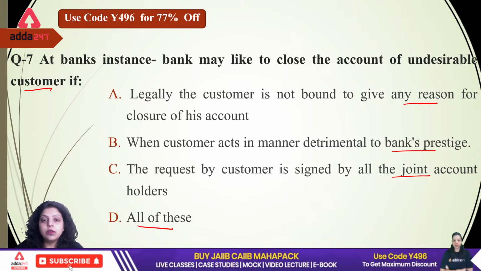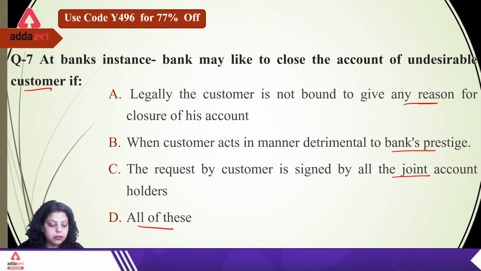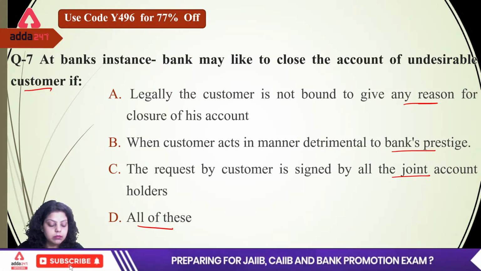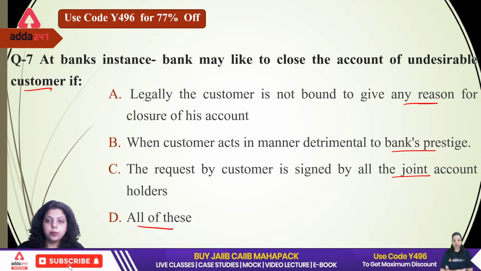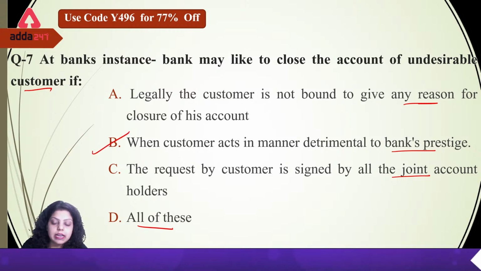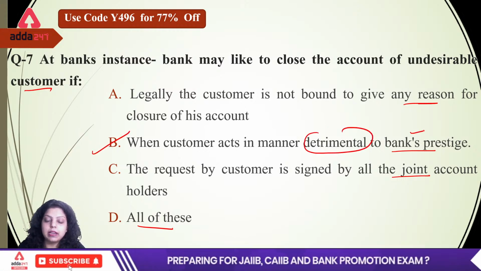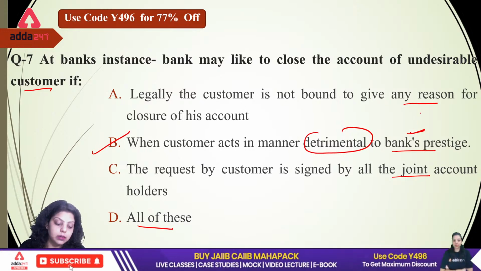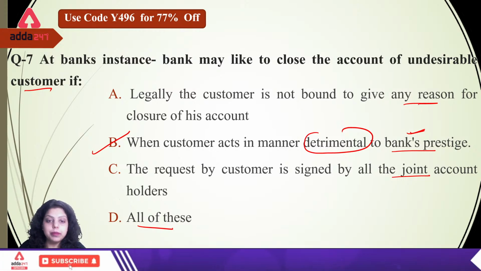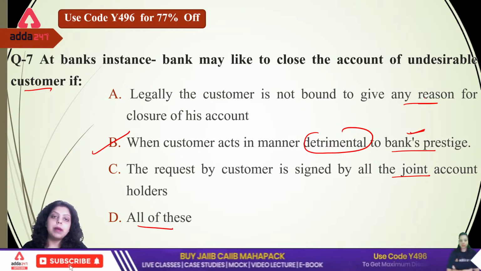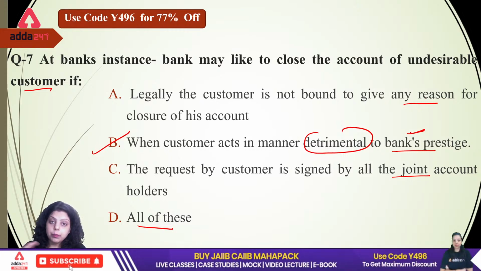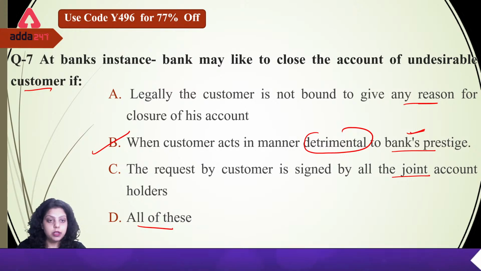So the right answer for the seventh question will be... Naresh is saying D. Okay, no. The right answer is when the customer acts in a manner that is detrimental to the bank's prestige. In that situation, the bank can close the account of an undesirable customer. Okay, so the right answer will be B, that is when the customer acts in a manner that is detrimental to the bank's prestige, or the bank's value, or the bank's goodwill. So the right answer will be your B option.